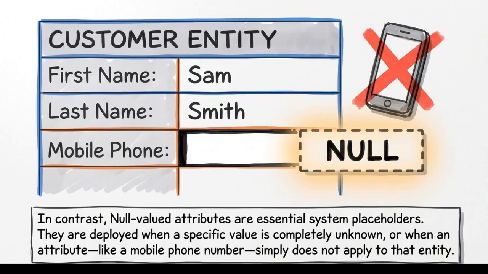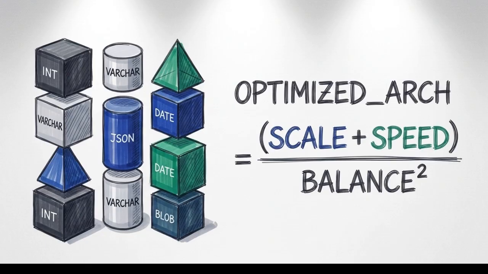In contrast, null-valued attributes are essential system placeholders. They are deployed when a specific value is completely unknown, or when an attribute, like a mobile phone number, simply does not apply to that entity. Classifying attributes correctly ensures the database structure remains lightweight and allows the mathematics used in derived fields to remain consistent.